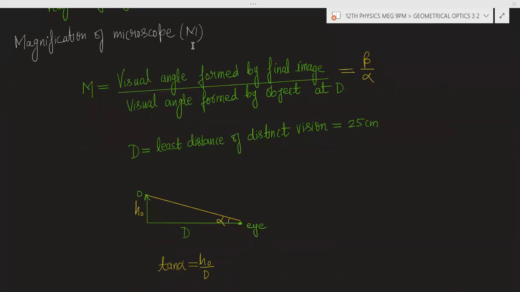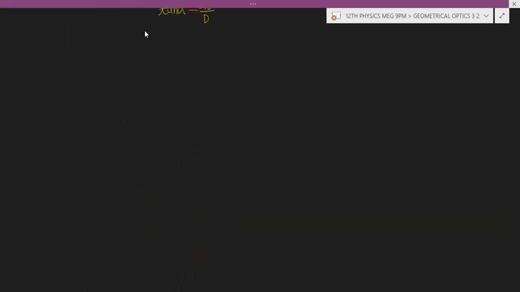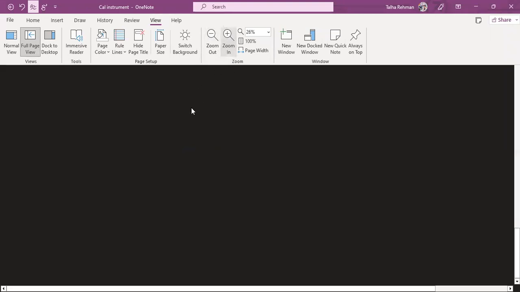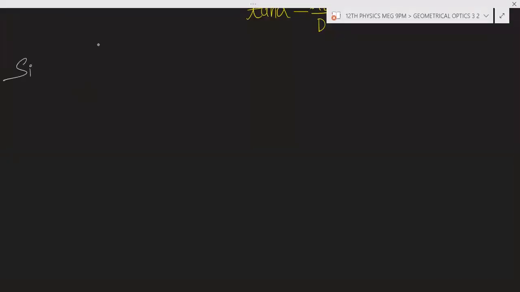So magnification of microscope is equal to beta by alpha, visual angle formed by the final image divided by visual angle formed by the object at D. Now we will discuss the simple microscope.